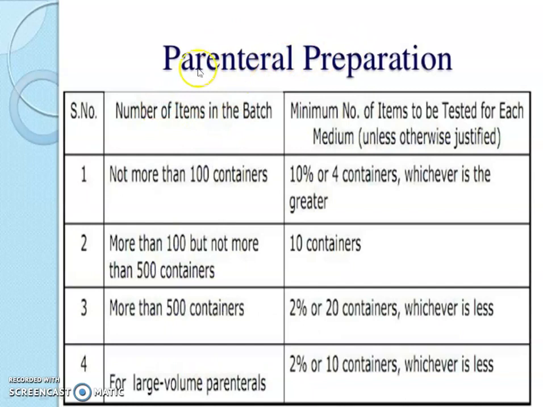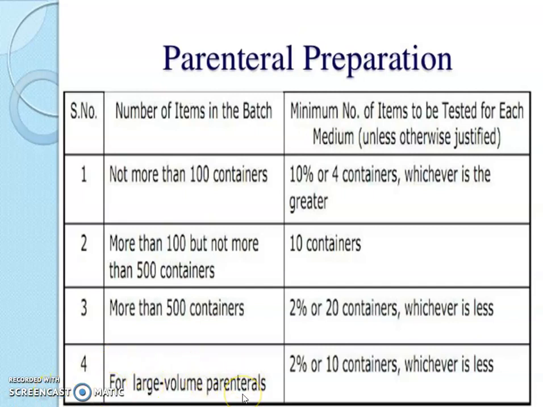Then some general methods for parenteral preparations: the number of items in the batch and the minimum number of items to be tested for each medium. Unless otherwise justified, for not more than 100 containers, 10% or 4 containers, whichever is the greater, should be tested. For more than 100 but not more than 500 containers, 10 containers should be tested. For more than 500 containers, 2% or 20 containers, whichever is the less, should be tested.